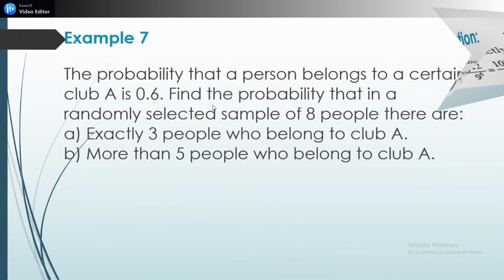We have example number 7. The probability that a person belongs to a certain club A is 0.6. To be in club A, the probability is equal to 0.6. Find the probability that in a randomly selected sample of 8 people, there are (a) exactly 3 people who belong to club A, (b) more than 5 people who belong to club A.